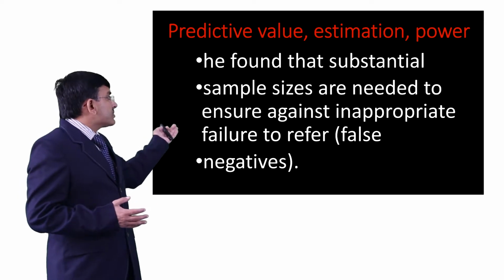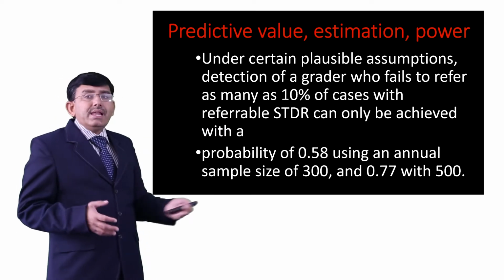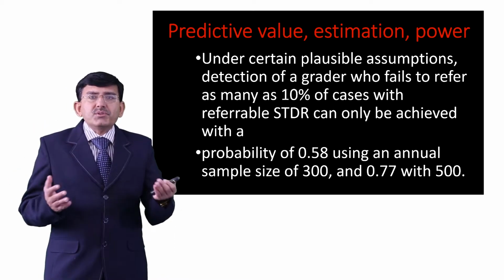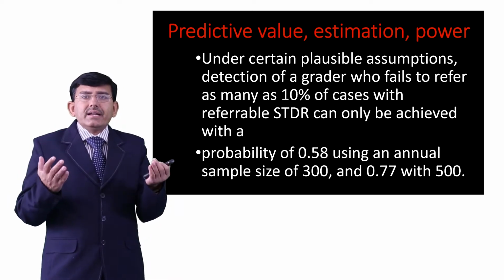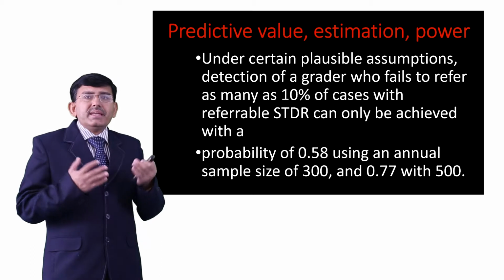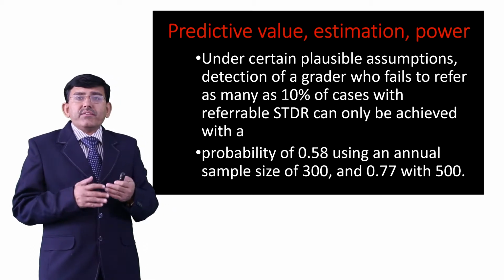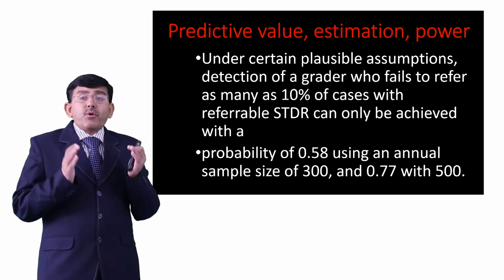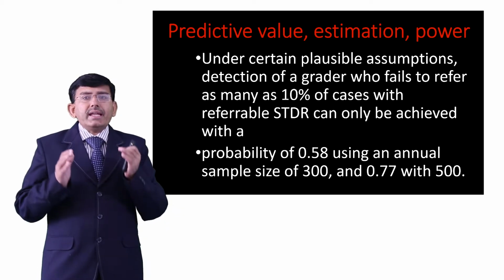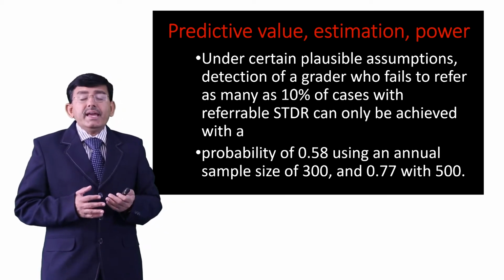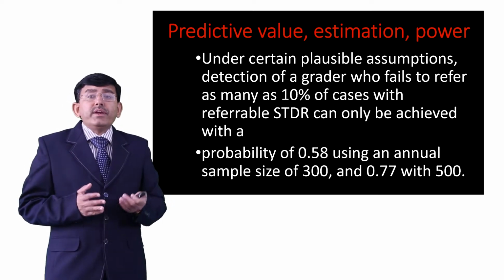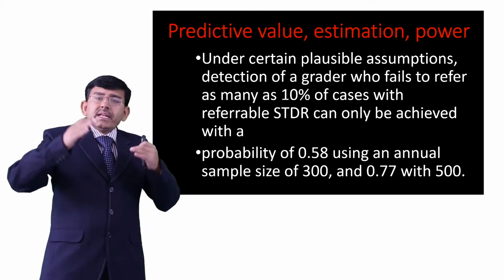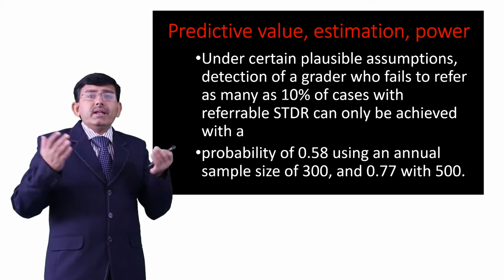So such a situation also we must consider while trying to get the highest accuracy. Under a certain plausible assumption, detection of a grader who fails to refer as many as 10% of cases with referral STDR can only be achieved with a probability of 0.58 using an annual sample size of 300 and 0.77 with 500 subjects. So this way, as we increase the population, the accuracy will increase.